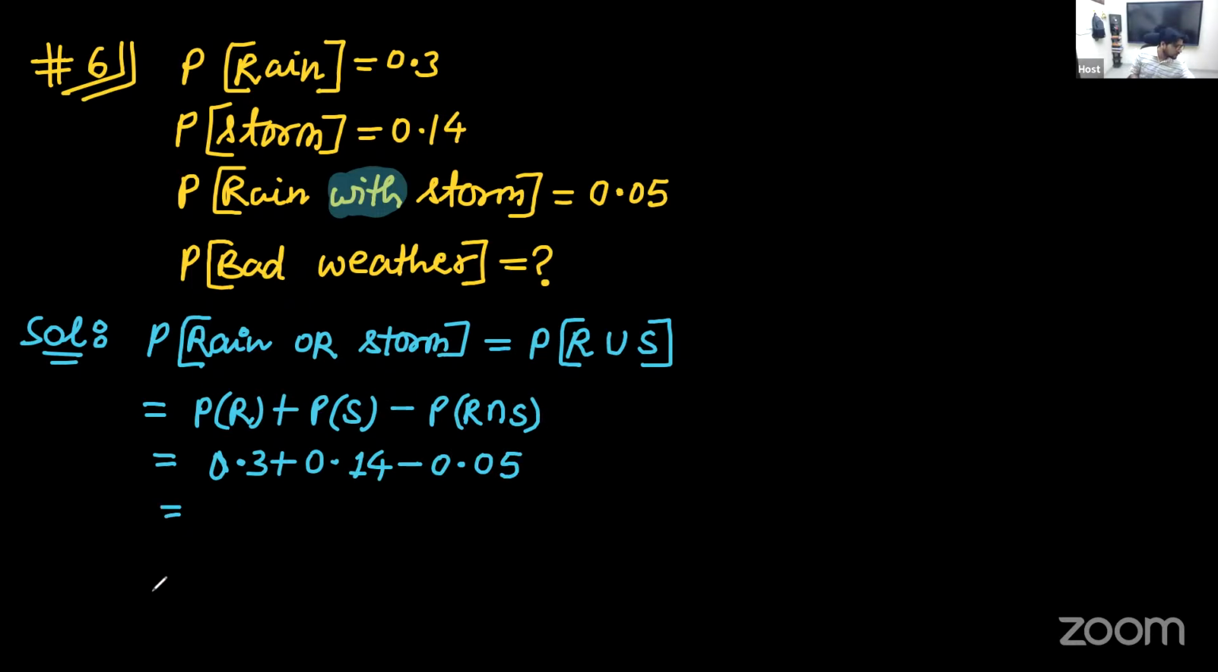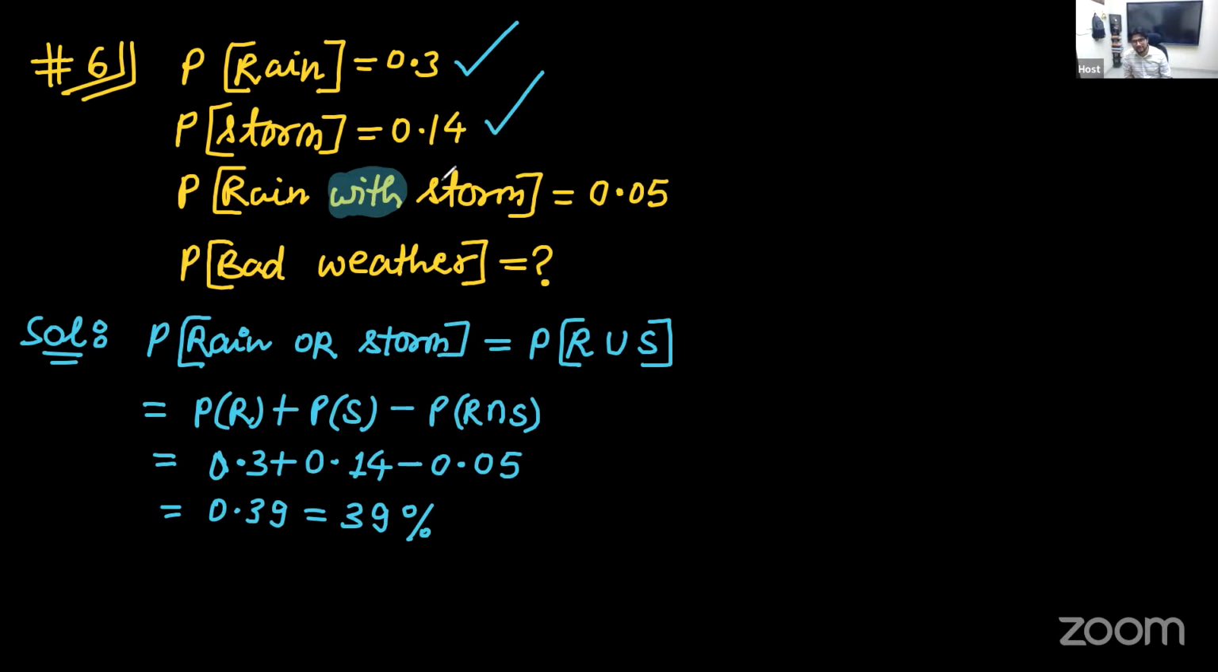So I get, where is the calculator? 0.3 plus 0.14 minus 0.05. So basically we get 39% probability of bad weather. Now this is a little surprising. 30% chances are there for rain and 14% chances are there for storming. So total is 44%, but the probability of bad weather is only 39%.